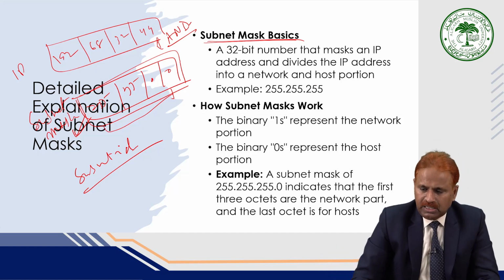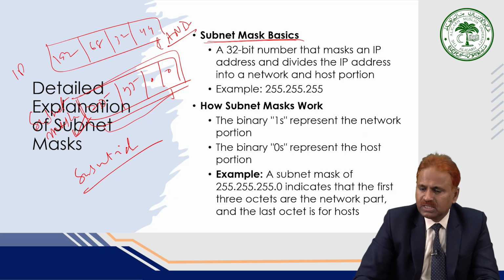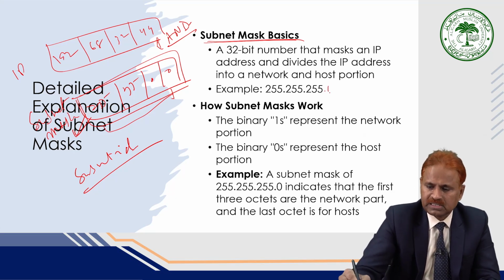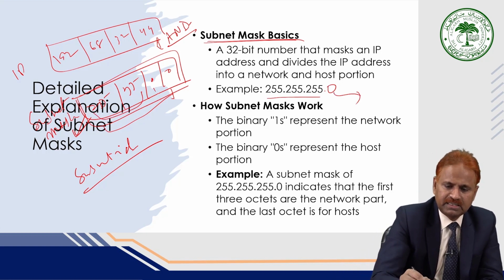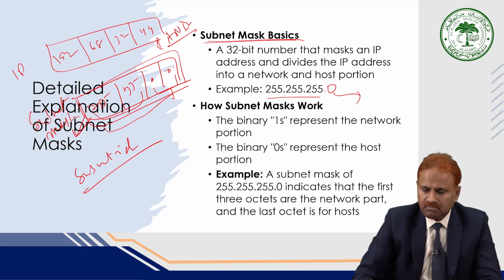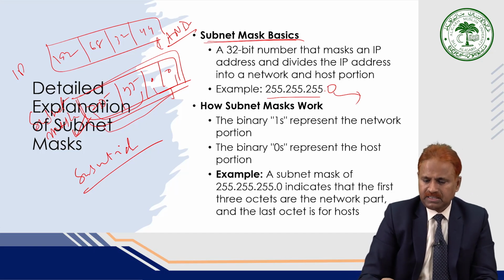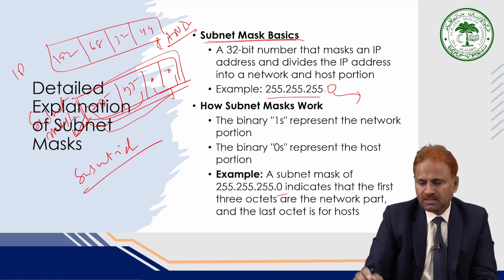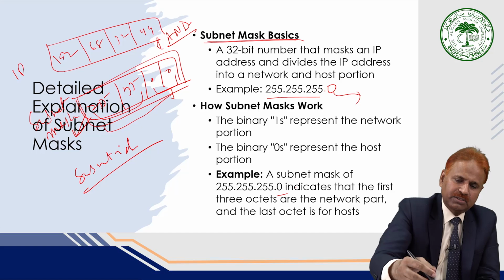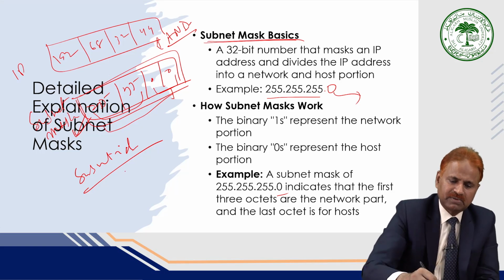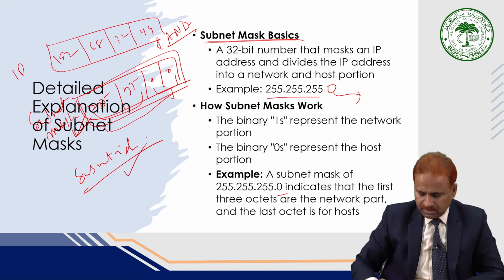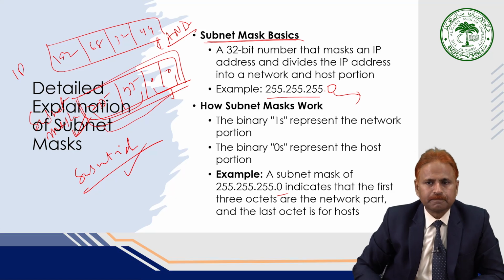Basically, the binary ones represent the network portion and binary 0s represent the host portion. Here in this case it is the net ID, and these are the host ID. A subnet mask like 255.255.255.0 indicates that the first 3 octets are the network part and the last octet is for the host. And whenever you perform the AND operation with the IP address, you can derive the correct subnet ID from here.